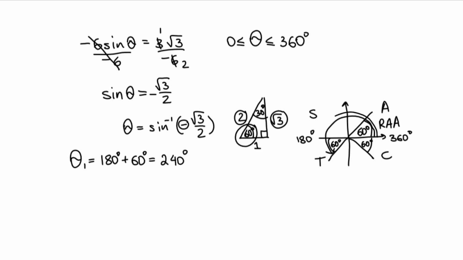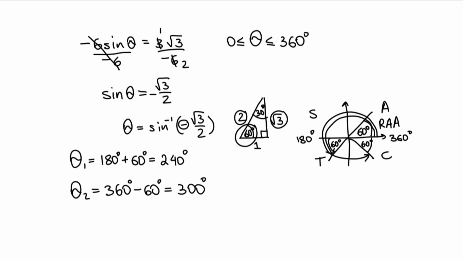Another angle that I'm looking for is in the fourth quadrant. Again, a complete rotation is 360 degrees, but I'm not quite making it to a complete rotation. And the angle that I'm not quite making it by is 60 degrees. So theta 2 is equal to 360 subtract 60, which is 300.